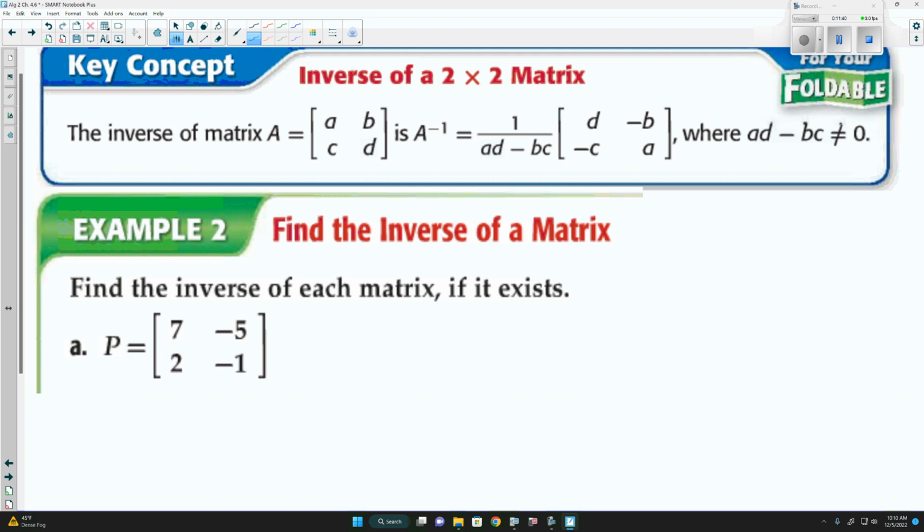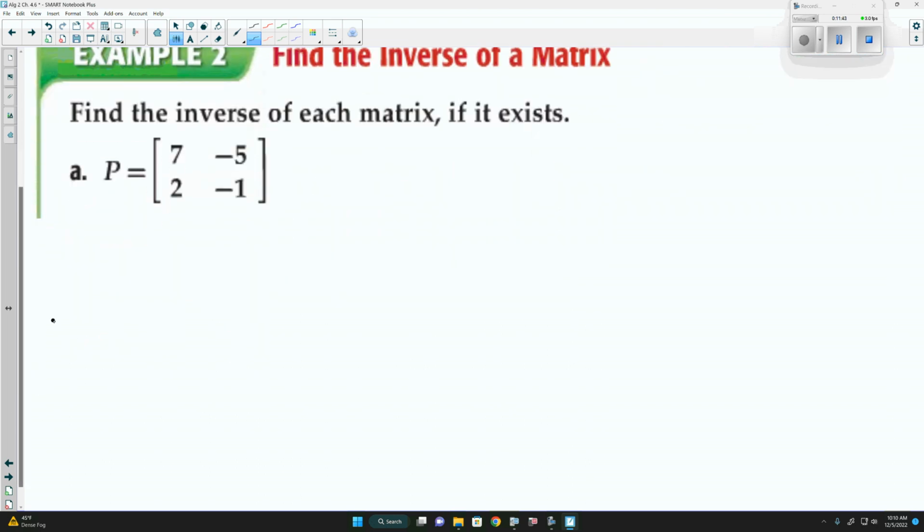So, using that here, we can find the inverse of matrix P by using this formula. The first thing we have is 1 over the determinant of matrix P. So that would be 7 times negative 1 plus 2 times negative 5. That's just our determinant. Questions on this so far?